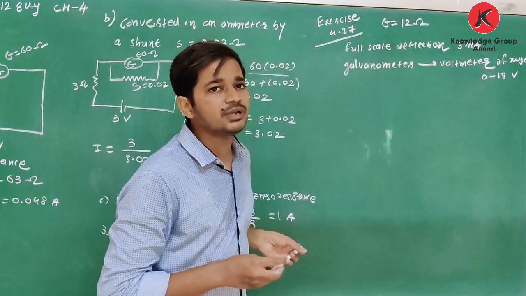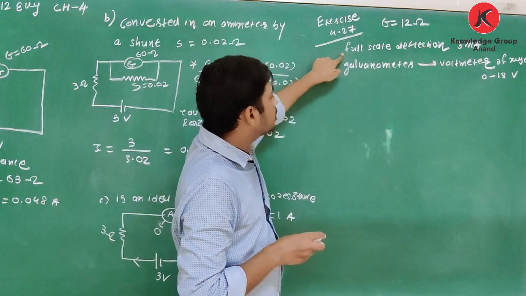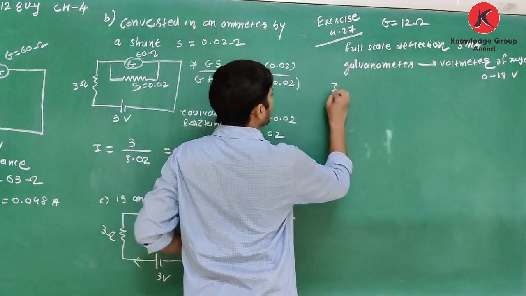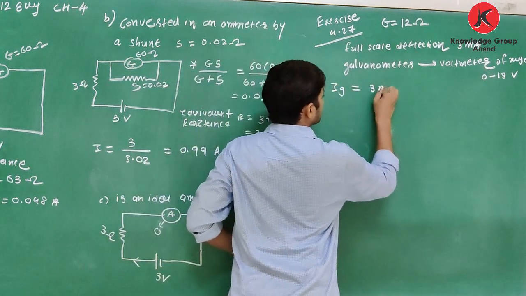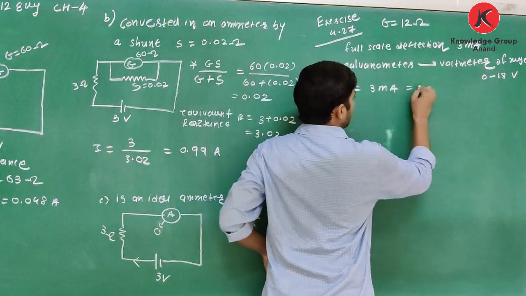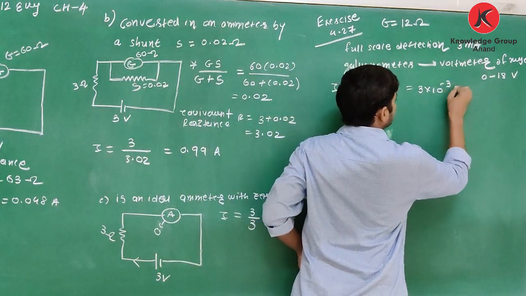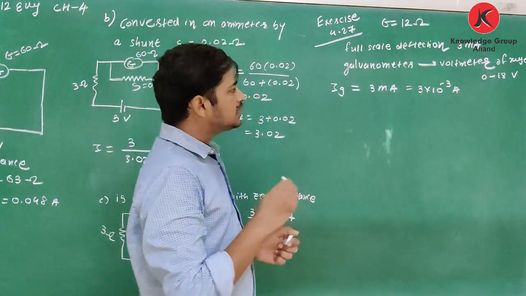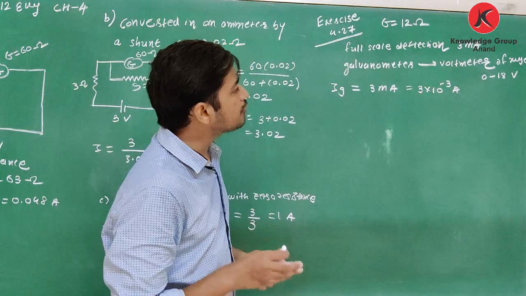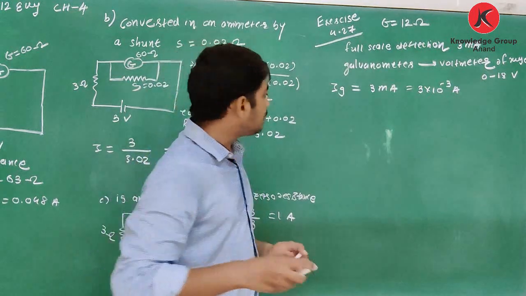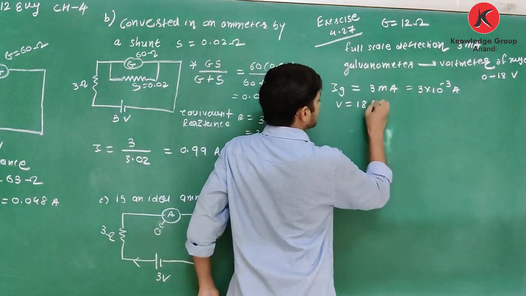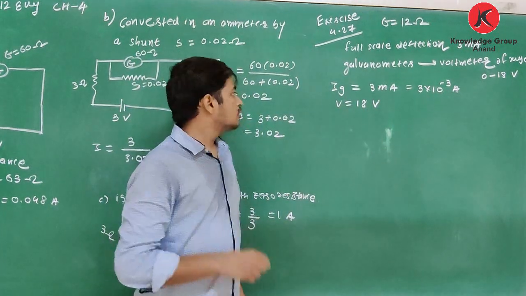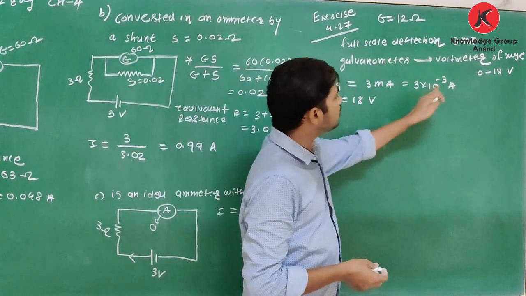So what is the meaning of this 3 milliampere? Galvanometer shows full scale deflection for 3 milliampere, means it is the current capacity given. Ig, 3 milliampere, I can write as 3 into 10 raised to minus 3 ampere. Clear about this? Okay. Galvanometer to be converted into voltmeter of range 0 to 18 volt means I want to measure voltage 18 volt.